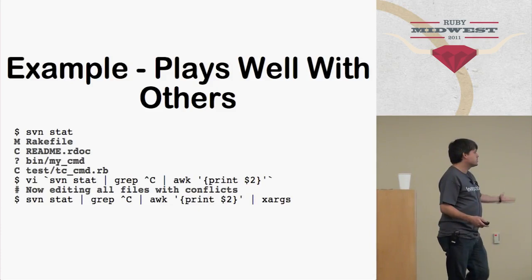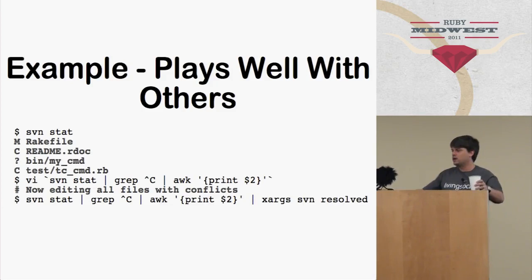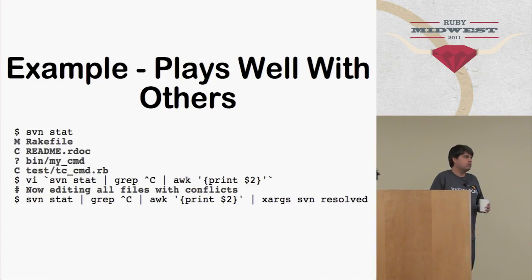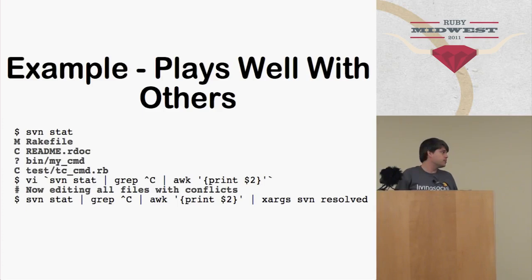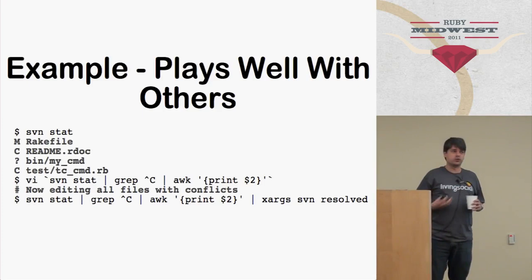So if you worked with the developers of Subversion and you were like, hey man, can you add this feature to let me edit everything in VI and then automatically resolve it? They would tell you no, because you can do it like this. Because they've written an app that plays well with others and can be used and manipulated in ways that they haven't thought of. And that's what you want your apps to do, so that when people want these features, you can just tell them to go do it themselves and you don't have to do it.